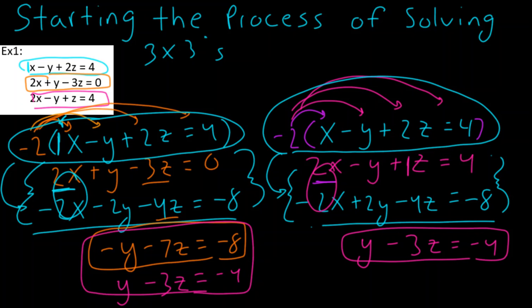So this is how we start the problem. We've just taken a 3 by 3 system and we have now turned it into a 2 by 2 system, and that's actually something we know how to solve. Alright? So that's all we're doing. We're getting rid of one complete variable and turning a 3 by 3 into a 2 by 2. Let's move on to our second example.